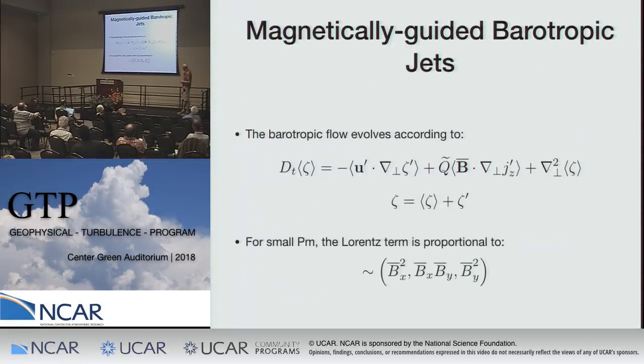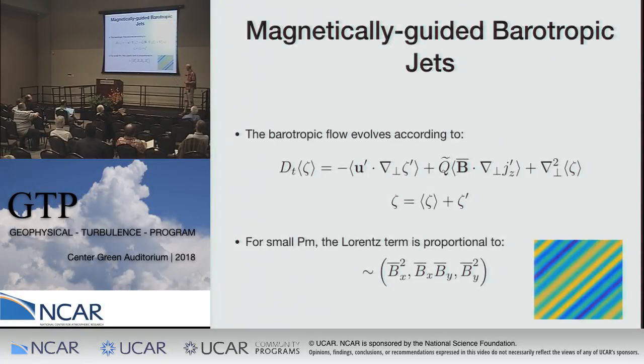In the small Pm limit, you can show that this term here is proportional to quantities that are quadratic in the magnetic field. And so if you simulate this for a long enough time, what you'll notice is that the jets will form at this 45-degree angle on average. That's what we've observed here.